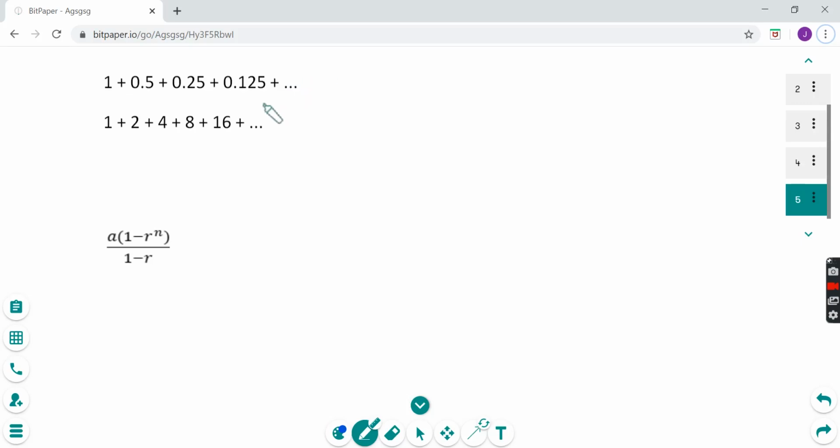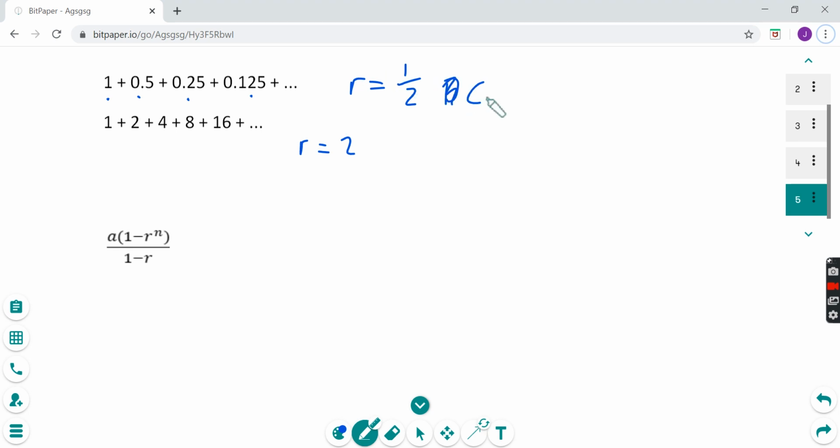Converging, diverging sequence or series. So I've got a series here: 1 plus a half plus a quarter plus an eighth. I'm going to say that the common ratio is a half. Okay, I've got another one here: 1, 2, 4. I'm going to say that the common ratio is 2.